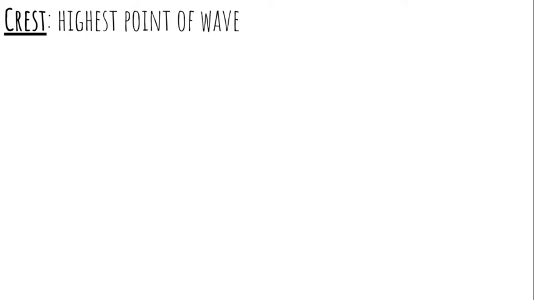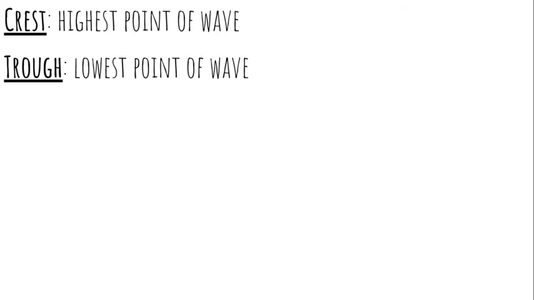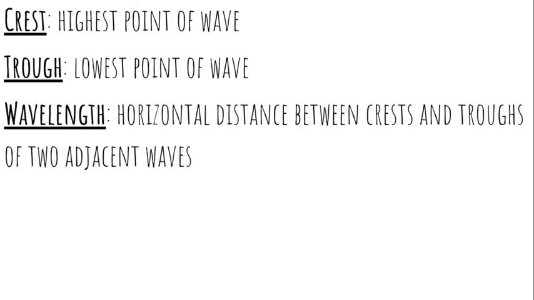We have the crest, which is the highest point of the wave. Trough, which is the lowest point of a wave. Wavelength, which is the horizontal, left to right, distance between crests and troughs of two adjacent waves. Adjacent meaning right next to.